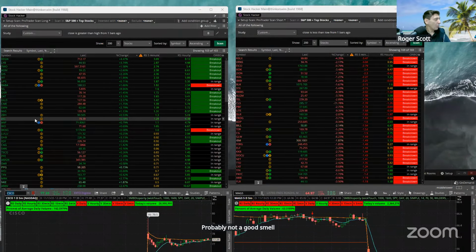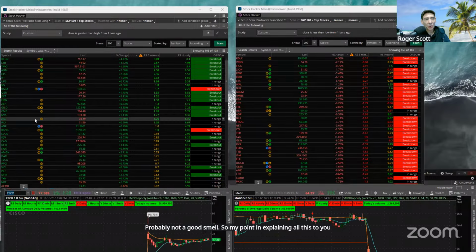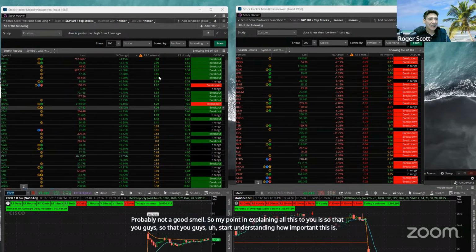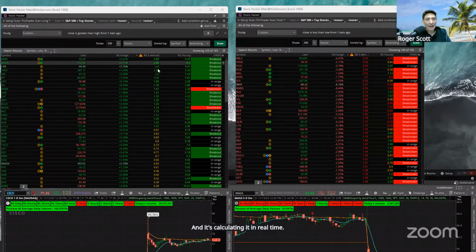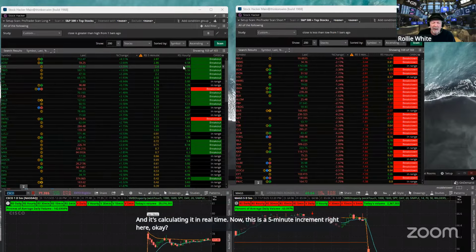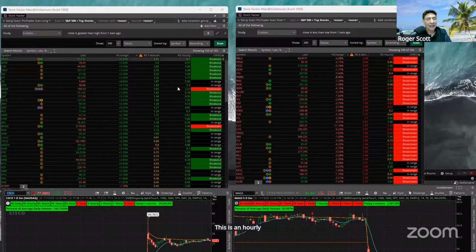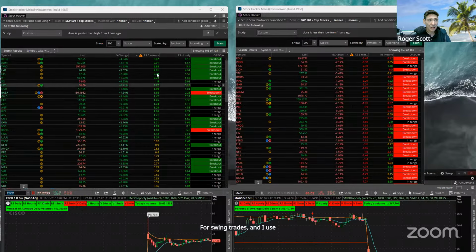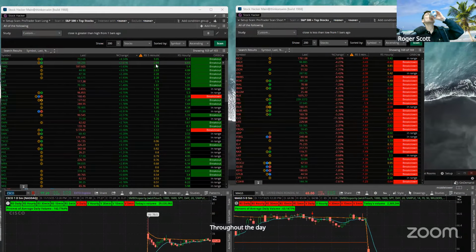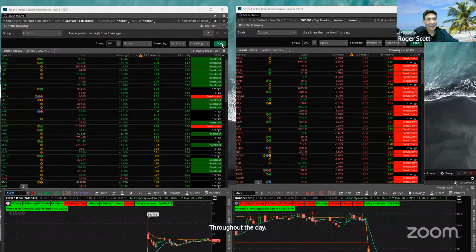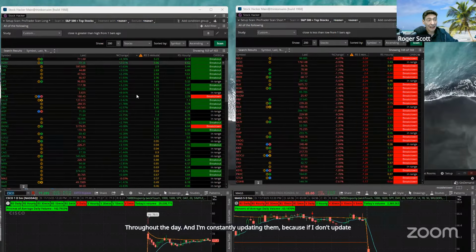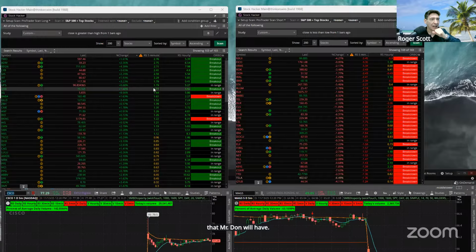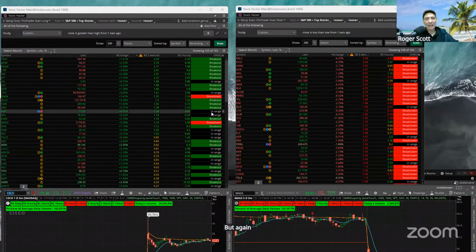So my point in explaining all this to you is so that you guys start understanding how important this is, and it's calculating in real time. Now, this is a 5-minute increment right here. This is an hourly increment right here. I use this towards the end of the day for swing trades, and I use this for day trades throughout the day. And I'm constantly updating them, because if I don't update them, they're not going to have the same stuff that Mr. Don will have on his scanner. But again, I'm just illustrating stuff for you right now.